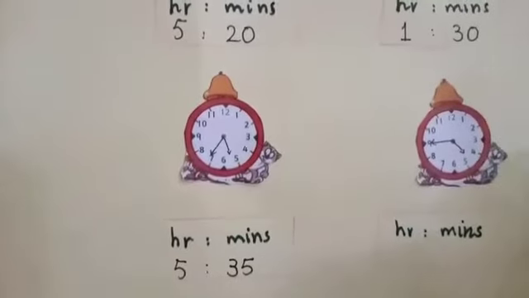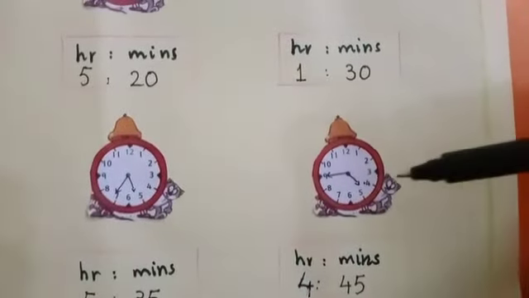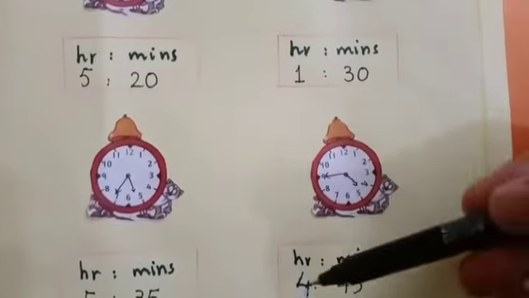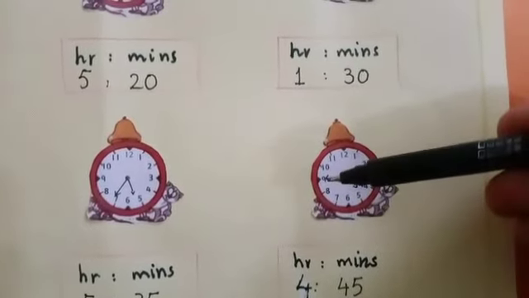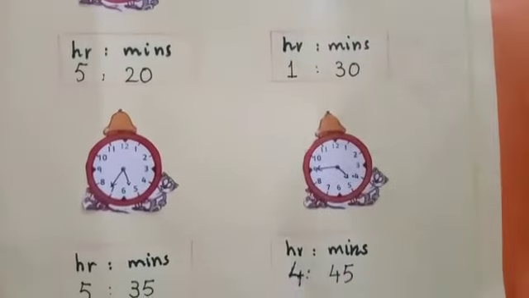Next, look at this clock. Students, look at this. Which hour is this? It's 4. And how many minutes will have passed? It's 45. So 4 hours and 45 minutes.